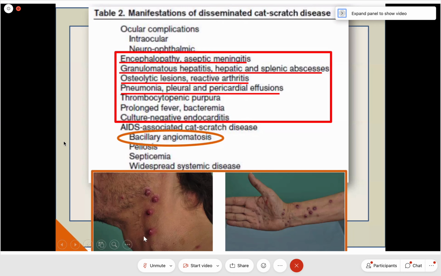The photo here is just to show you what we call BA. BA is bacillary angiomatosis. It commonly occurs in immunocompromised patients. So if a patient has this, the patient is probably immunocompromised.